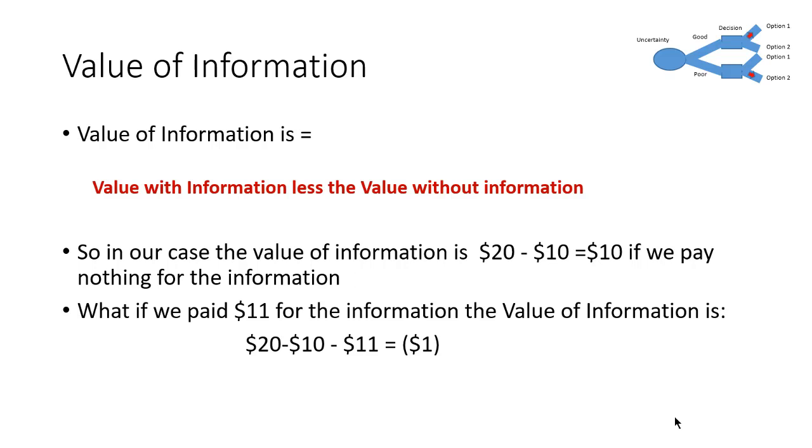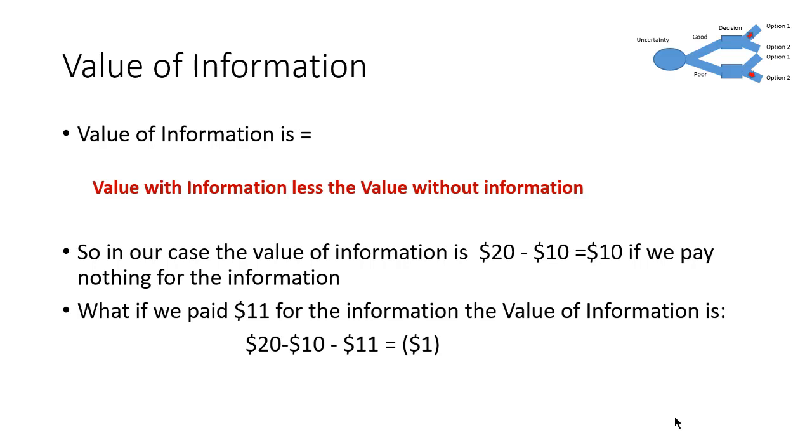So the value of information is defined as the value with information less the value without information, okay? And we also need to subtract the cost of the information. So in our case, the value of information is $20 minus 10, which is our reference case, that is the value with no information, gives us $10. If we pay nothing for the information.